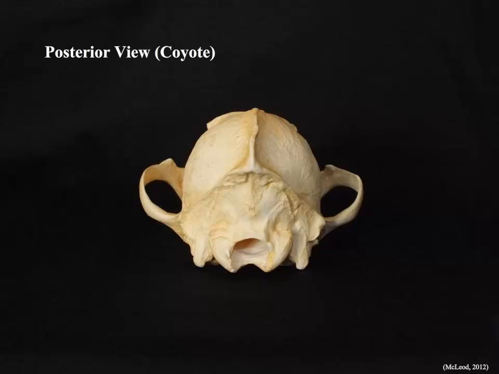The posterior means towards the tail, or caudal is another word for that as well. So from the back, from the posterior, what does the skull look like? We can see the sagittal crest at the back. We can see the foramen magnum, which we'll come back to in a minute. We can see the zygomatic arches. We can see several of these characteristics of skull identification.